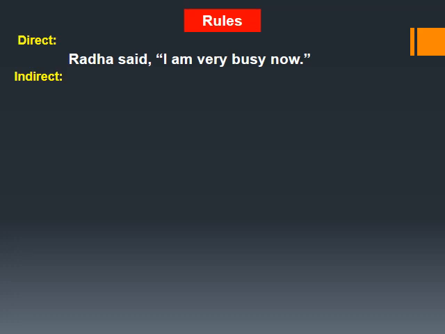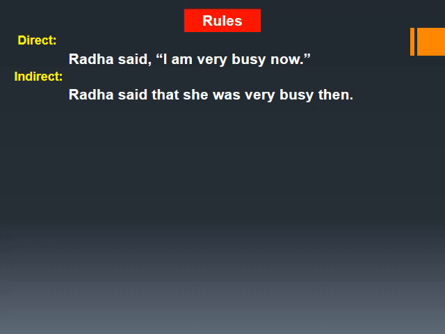So in indirect speech, what we see is, I am saying or you are saying what Radha said. That is my own words or your own words. So you are reporting it in your own words what Radha said. Radha said that she was very busy then. So see the difference. No quotations, no comma, and there is no I. The present tense is converted into a past tense. We will see some of the rules, and these rules will be the cues, the guidelines which will help you to convert direct into indirect or indirect into direct.